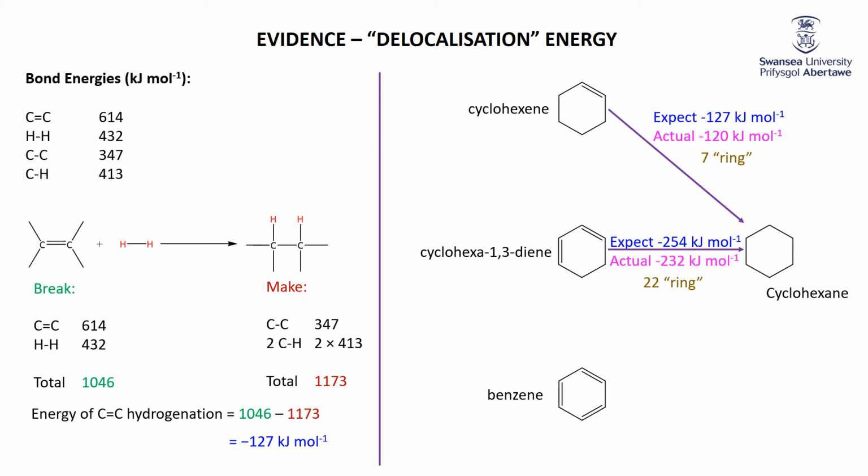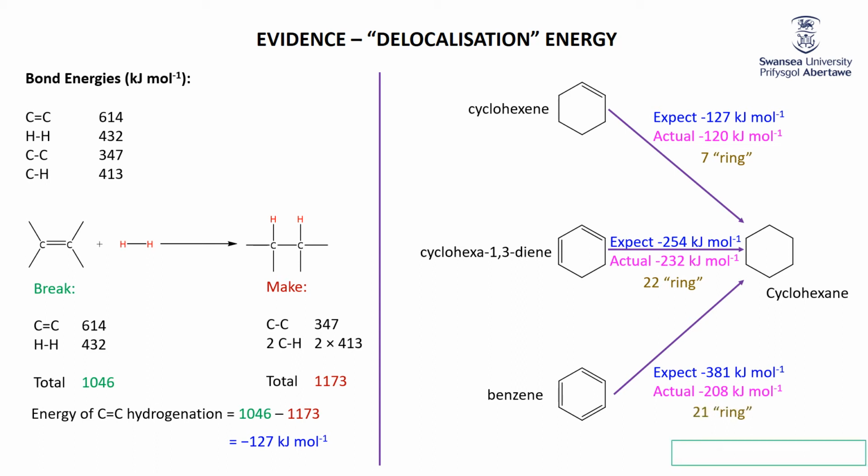Now let's go to benzene, which of course popped up on the screen before it should have done. Okay, benzene, if we were to think of it as this localized model, well then we'd have to hydrogenate 3 carbon-carbon double bonds. So we'd expect to get back out 3 times 127, or minus 381 kilojoules per mole. What we actually get back out is minus 208 kilojoules per mole, significantly less. In other words, a large chunk of the energy that we would expect to get out, we have to put in associated with changing that delocalized bonding.